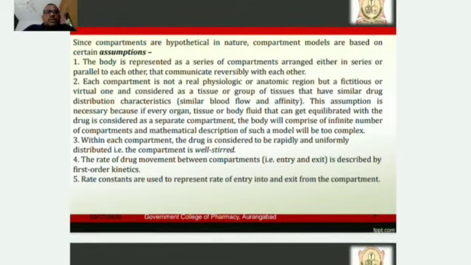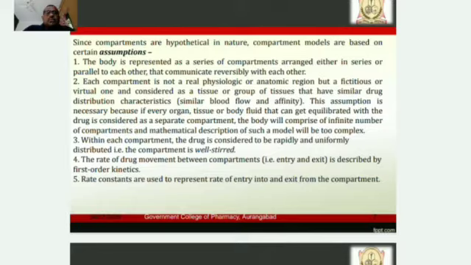So here the organs which receive the maximum amount of blood flow will be considered as perfused organs, and will be considered as the central compartment, whereas the organs to which less amount of blood flows will be considered as the peripheral compartment.